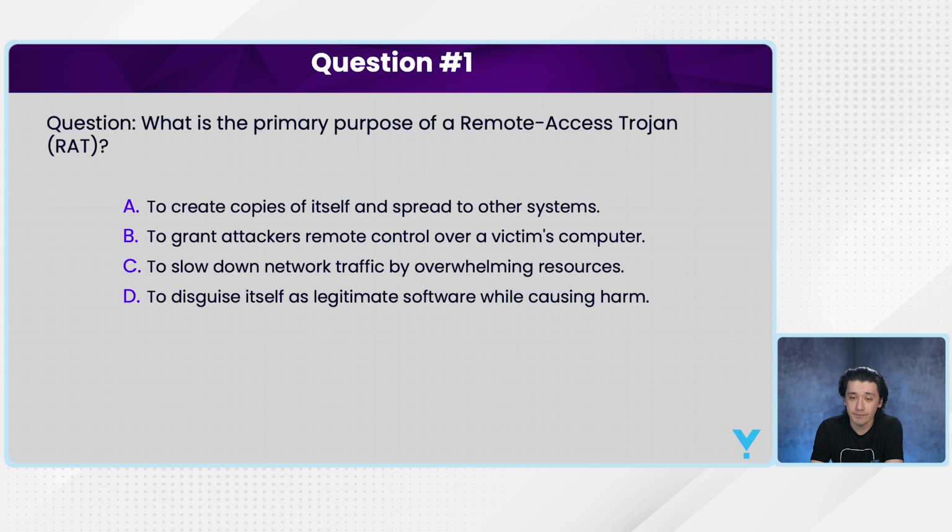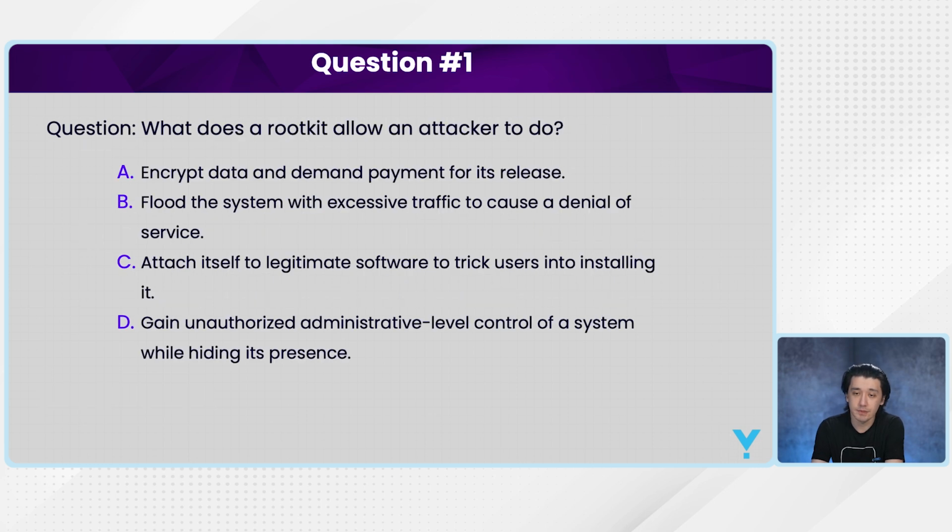Give you a sec. Answer is B. To grant attackers remote control over a victim's computer. Now, I can understand if you may have mistakenly gone to D, but remember, it's the remote access Trojan, not just a Trojan. So it's to get remote control over the victim's computer. Very effective Trojan type.